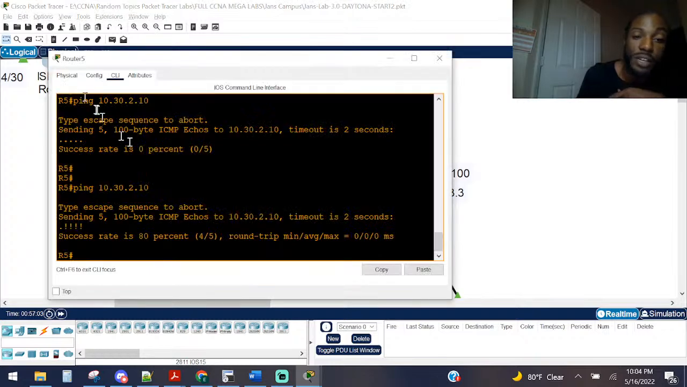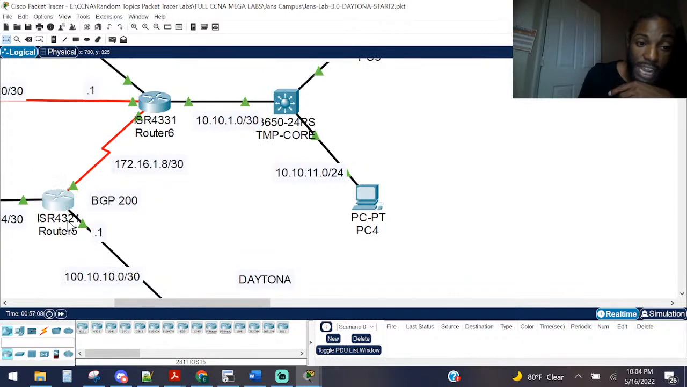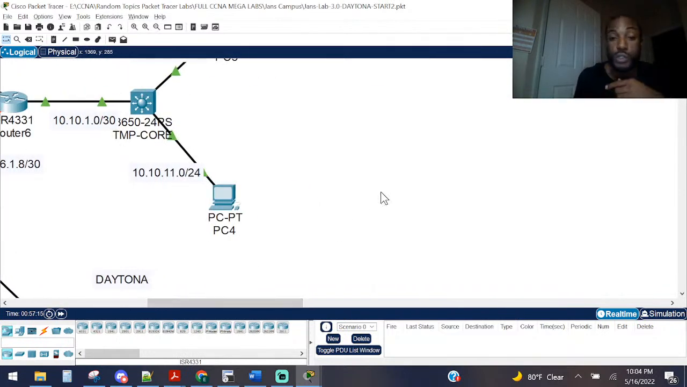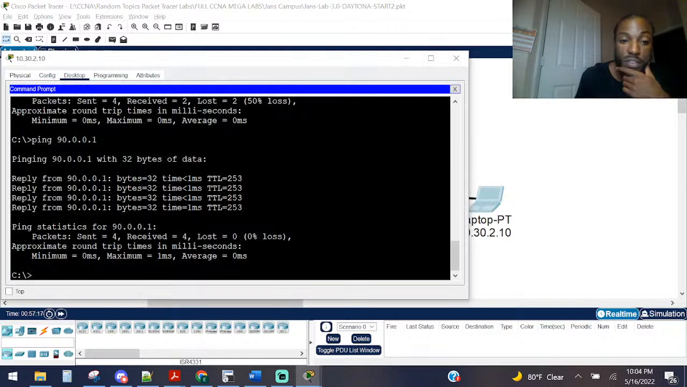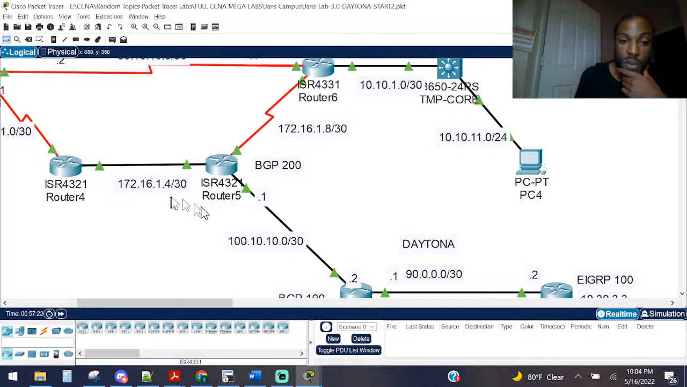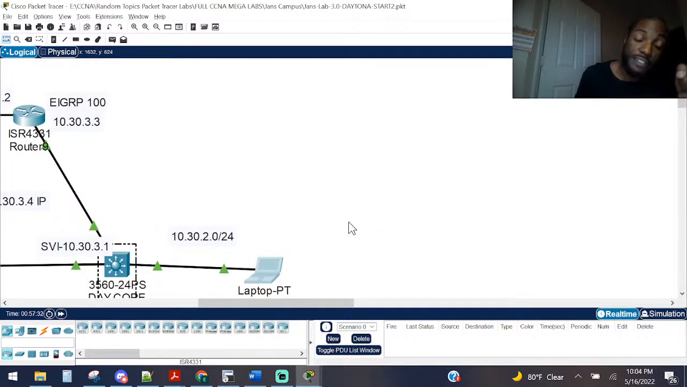But now the router can ping that laptop. Let's see if the laptop can ping router 5. That means after this, he might be able to reach Tampa, and he might be able to reach Orlando back here, right? So let's scroll down some, go to the laptop, see if he can ping deep into the abyss. What is that interface? It is 100.10.10.1, right? So now we're going through some default routes. We're going through EIGRP. We're going through BGP, and we should be able to make it, right?